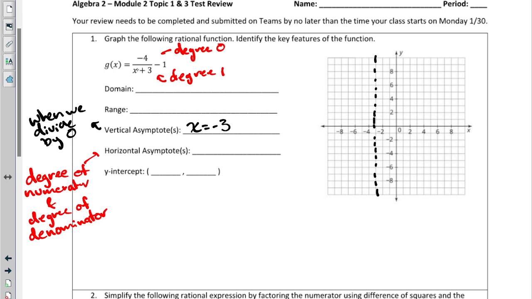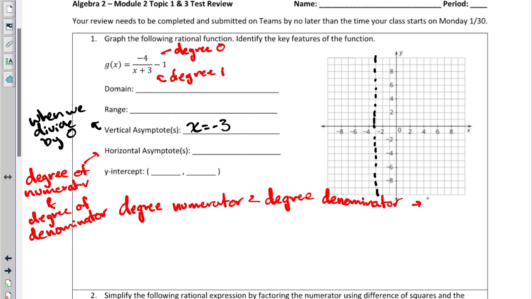And then from our notes, we had this little table that I set up, but when the degree of the numerator is less than the degree of the denominator, that means your horizontal asymptote is at y equals 0. So horizontal asymptote at y equals 0, okay?